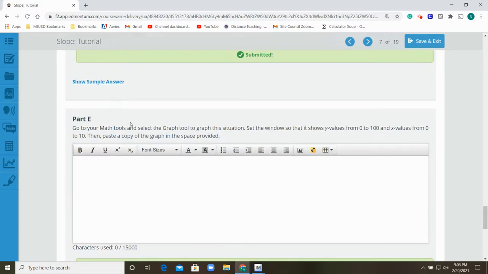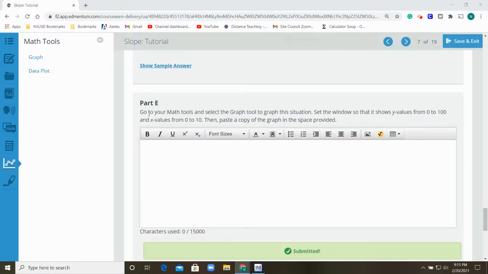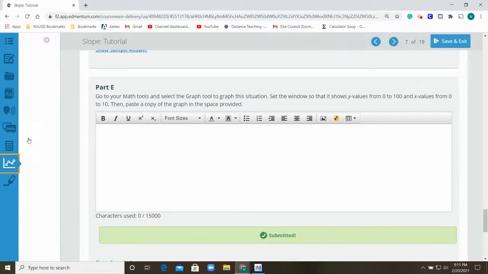Go to your math tools and select the graph tool to graph this situation. Set the window so that it shows y values from 0 to 100 and x values from 0 to 10. Then paste a copy of the graph in the space provided. For this next part, we're going to use a new tool. This new tool is over here in this Math Tools section. You click on this and it brings up the Graph tool.